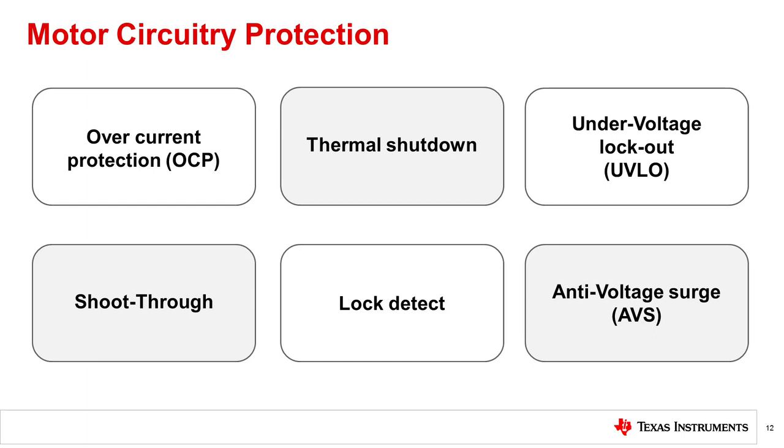Shoot-through protection circuitry helps prevent both MOSFETs in a half-bridge circuit from being on simultaneously, which would result in a current short. Lock detect circuitry determines when the motor is stalled. Anti-voltage surge protection, or AVS, helps prevent energy from being pumped into system supply by the motor. Motor's protection circuitry will be explored deeper in future videos in this series.